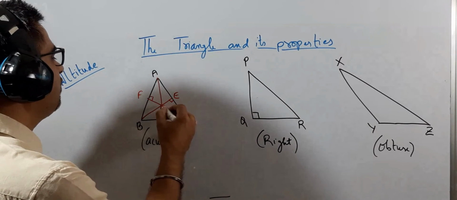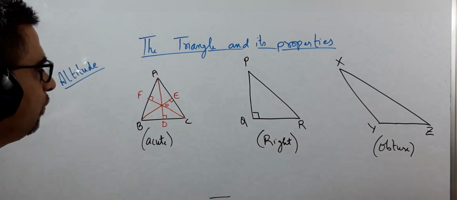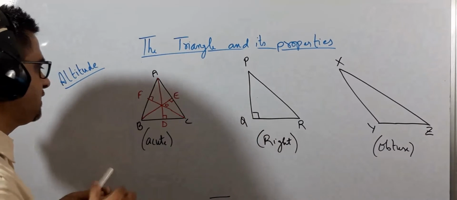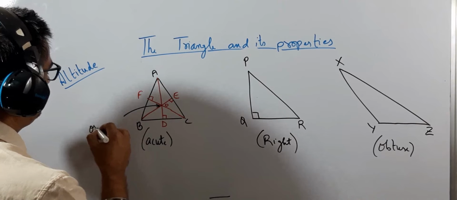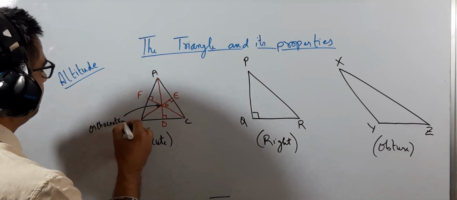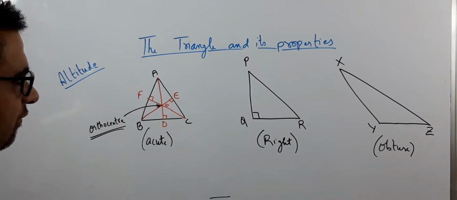Let's call the point of intersection O. And this point where the three altitudes meet, this point in a triangle is called the orthocenter. So that's the orthocenter of a triangle.